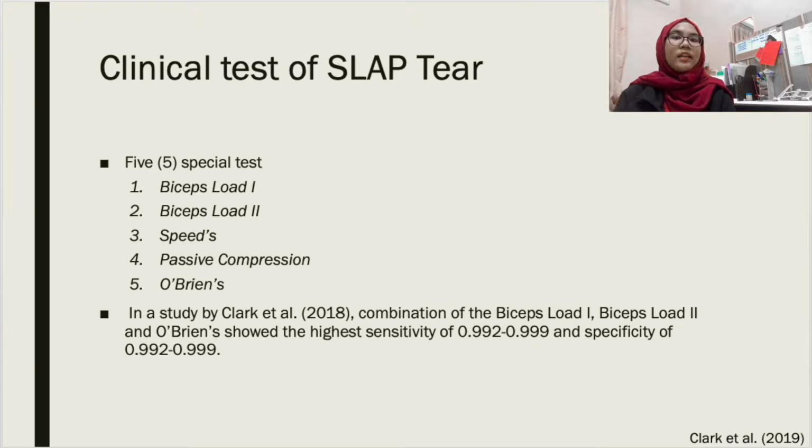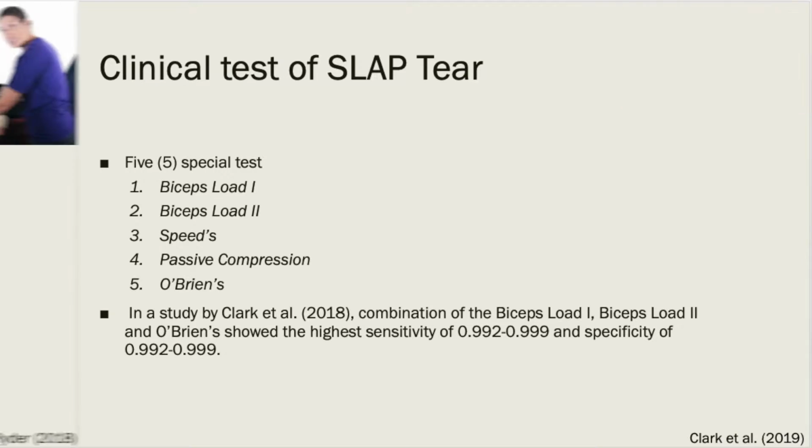Physiotherapy assessment. According to Clark et al. 2018, there were 5 special tests. First, biceps load 1, biceps load 2, Speed's test, passive compression, and O'Brien test. However, in a study by Clark et al. 2018, the combination of biceps load 1, biceps load 2, and O'Brien showed a high sensitivity of 0.992 to 0.999 and specificity of 0.992 to 0.999.